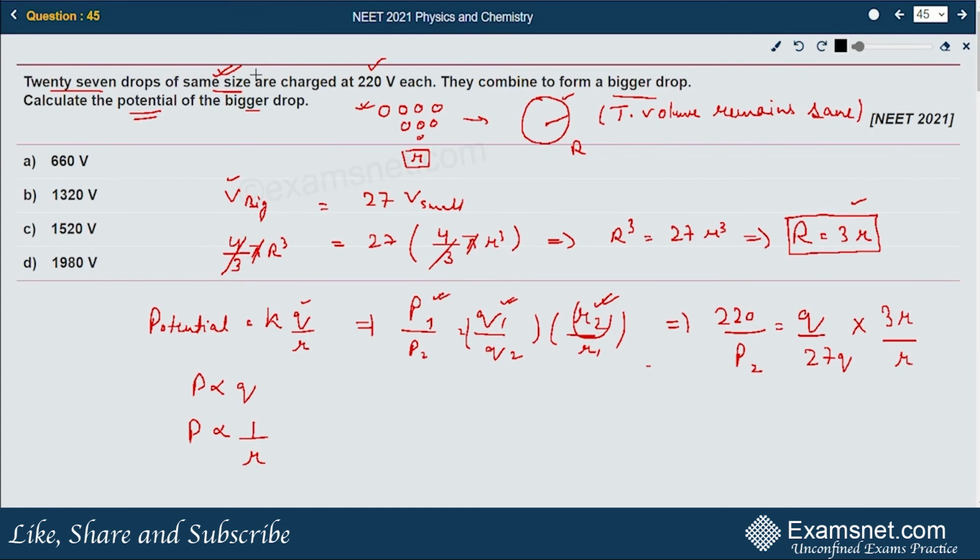Now if we solve it, we'll get 220 divided by P2 equals 1 by 9, because Q and Q cancelled, r and r cancelled, and 3 into 9 is 27. So 1 by 9 here. That means P2 will be equal to 220 into 9, and that is equal to 1980 volt. So out of the given options, option D will be the correct answer here.